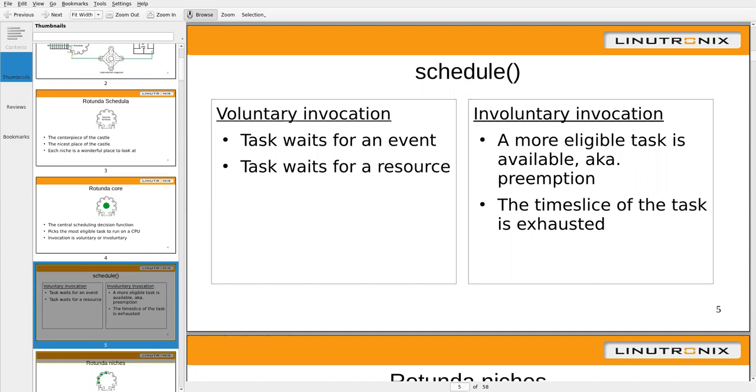So involuntary is when a task gets preempted because a more eligible task is available for that CPU. In the non-RT scheduling classes, or in round-robin scheduling with time limits, the same applies to deadline scheduling with budgets. So the time slice of the task is exhausted, which makes the scheduler decide this task is no longer the most important thing to run. We take it away and give others the chance to run on the CPU.